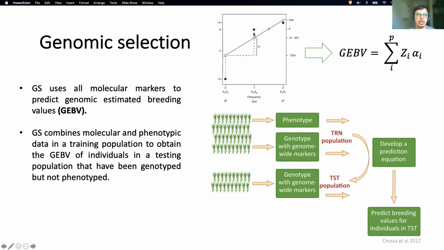And so they are good at capturing that dominance deviation as well. So they are not perfect, but they work pretty well.